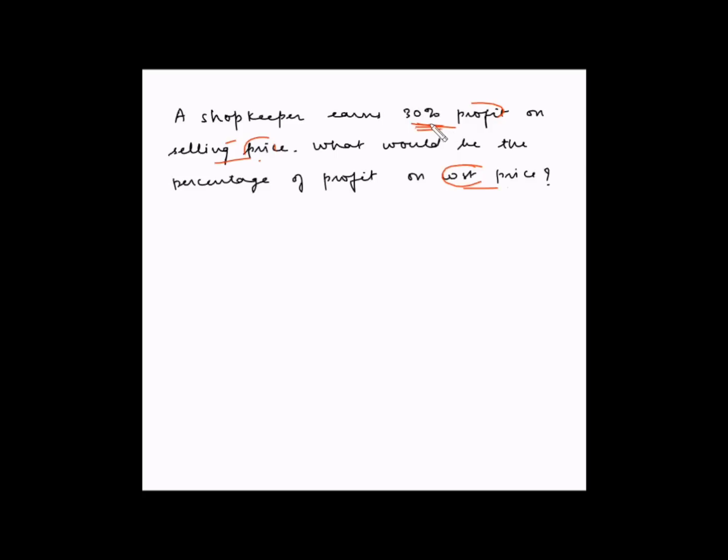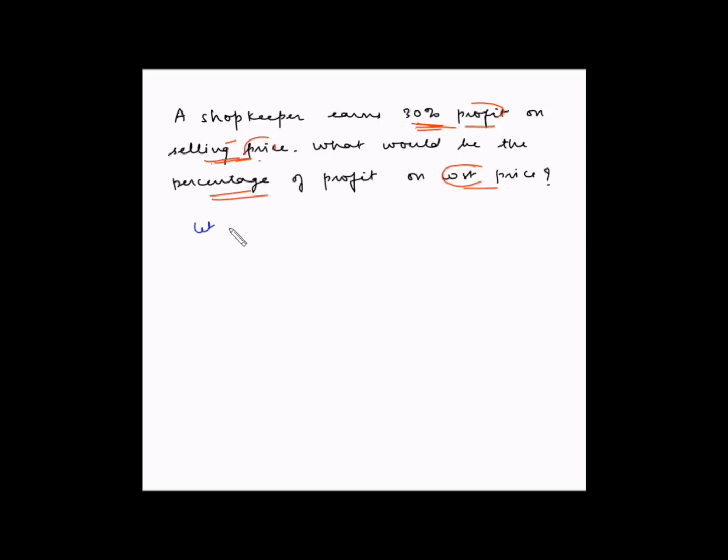What that means is that we have been provided the relationship between profit and the selling price. And what we are being asked to find out is also not an absolute value. We are being asked to find out the percentage of profit on cost price. So let's see how we can find out the percentage of profit on cost price with the information that has been provided. So let's say the selling price is X rupees.